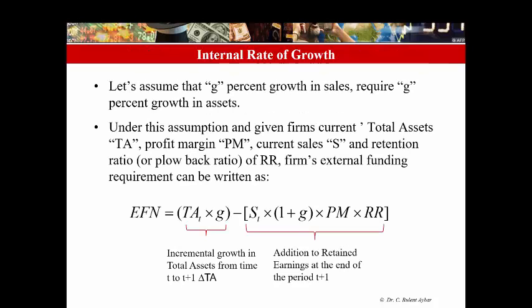So let's define internal rate of growth analytically by using these assumptions. Let's assume that G% growth in sales at the same time requires G% of growth in assets. This is a simplifying assumption, but it is not really a binding or limiting assumption. We can easily change this, and with a simple manipulation, we can bring a lot of flexibility to this. That is, the sales growth and asset growth do not have to be exactly the same, but let's make that assumption to keep things simple.